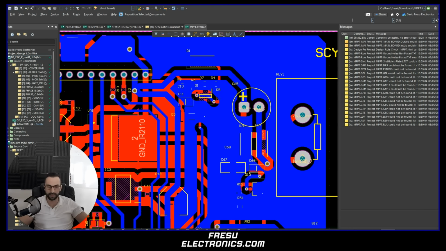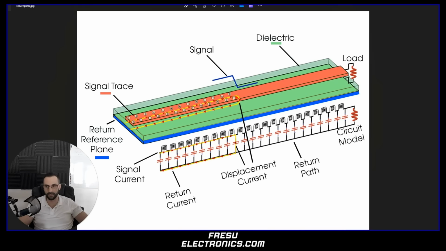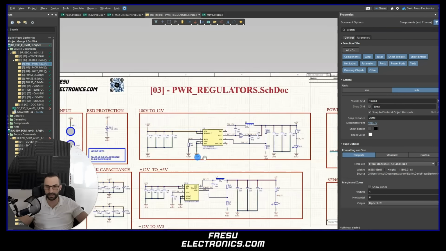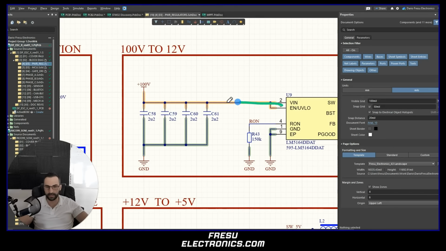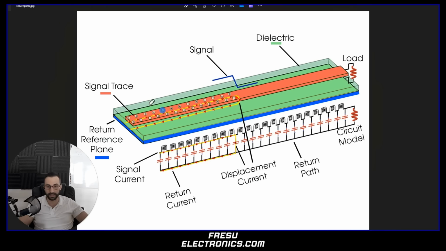So why is this important? This is important because of what we discussed before, because the signal is not really propagating first on the trace and then reaching the load and going back, like we discussed in the other example where we had the signal propagating this way, then reaching the load and then going back to the source. This is not really the case. In fact, we said that the signal, as it is propagating, is always closing the loop. So the loop is always closed because of this intercapacitance that there is between the signal trace and the return reference plane. And this is possible because of the displacement current.